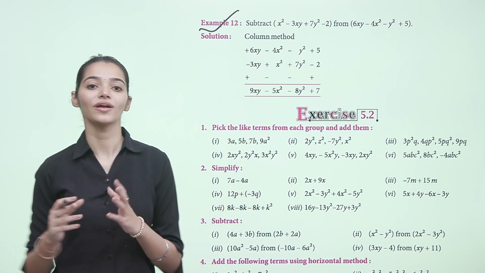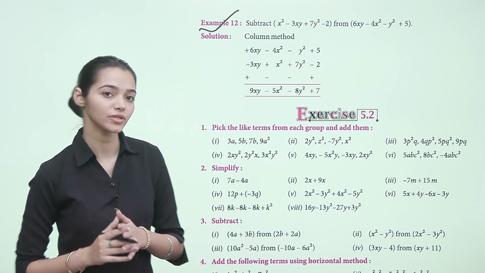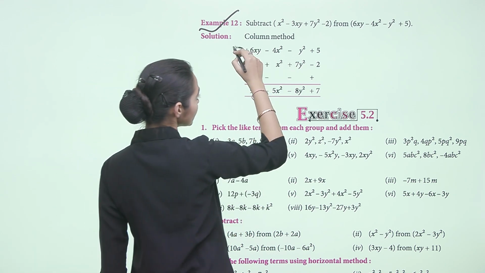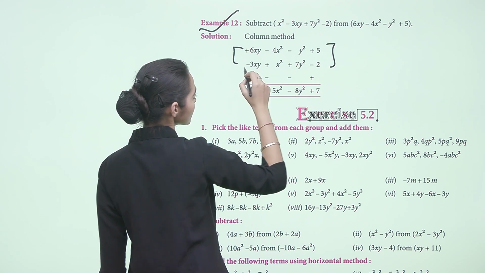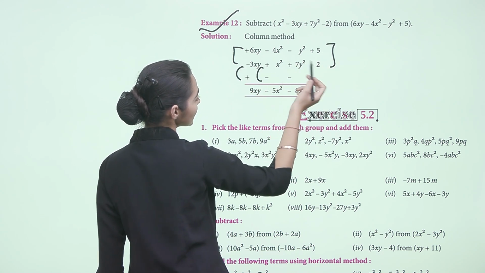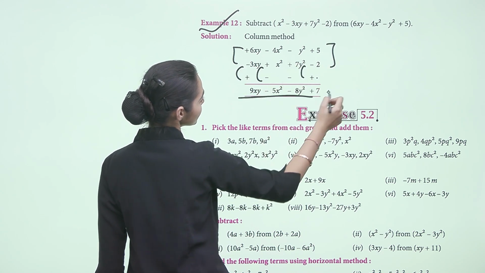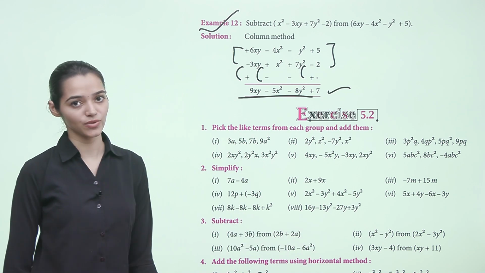Example number 12. Here we have to subtract this term from the other one. So firstly we put them in the similar column, then we are changing the sign, plus to minus, minus to plus, and after that this is our required algebraic expression.